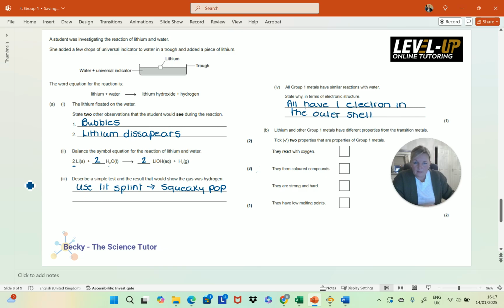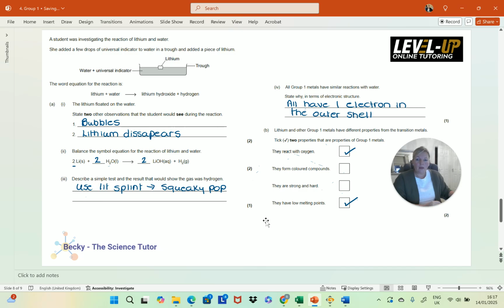Okay. Lithium and other group 1 metals have different properties from transition metals. They're what I was referring to as your typical metals earlier. So 2 properties of group 1: they react with the oxygen. We saw that as he cut the metals, we could see they were starting to tarnish. They react with the oxygen in the air, and they have low melting points.